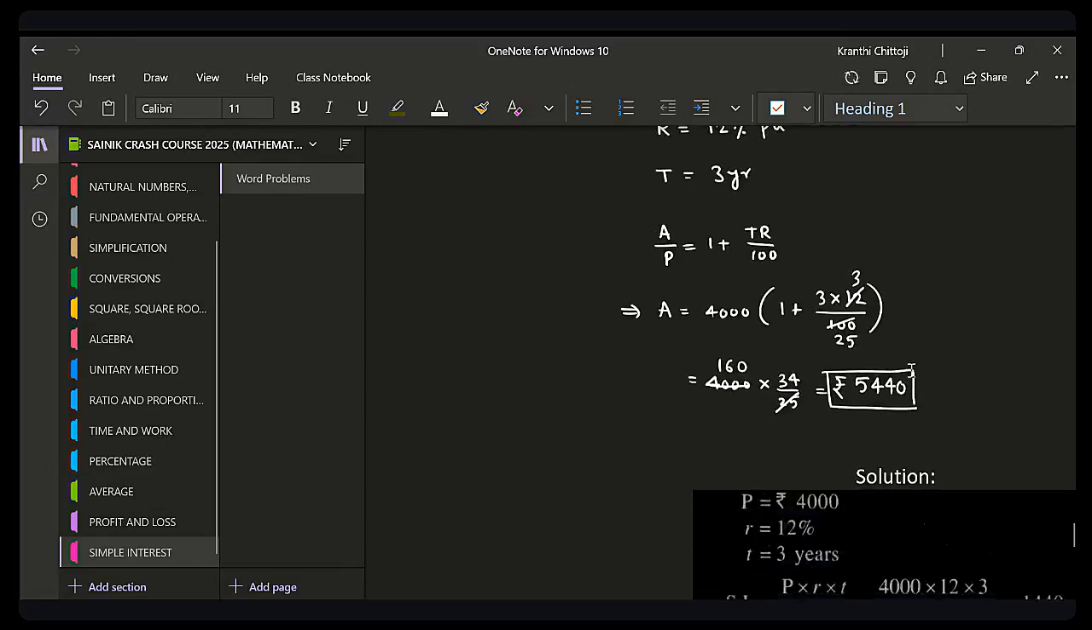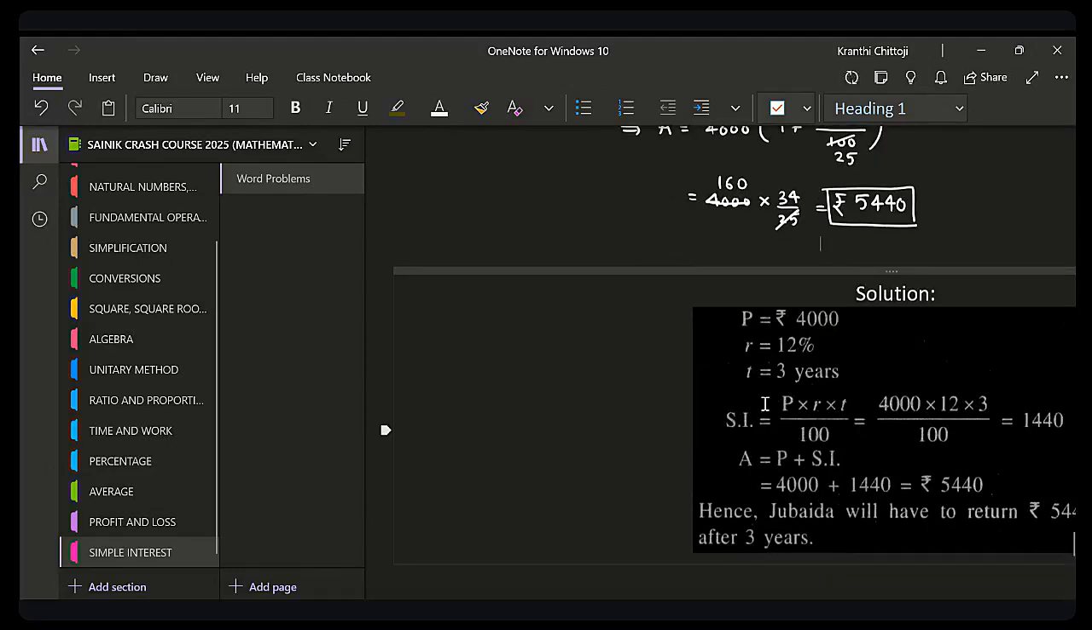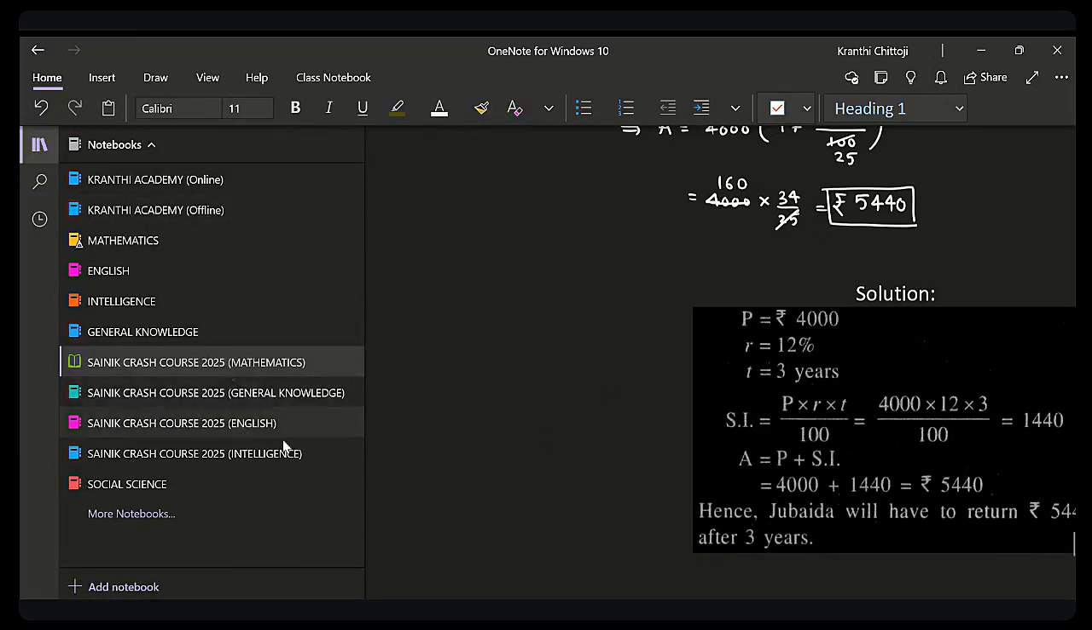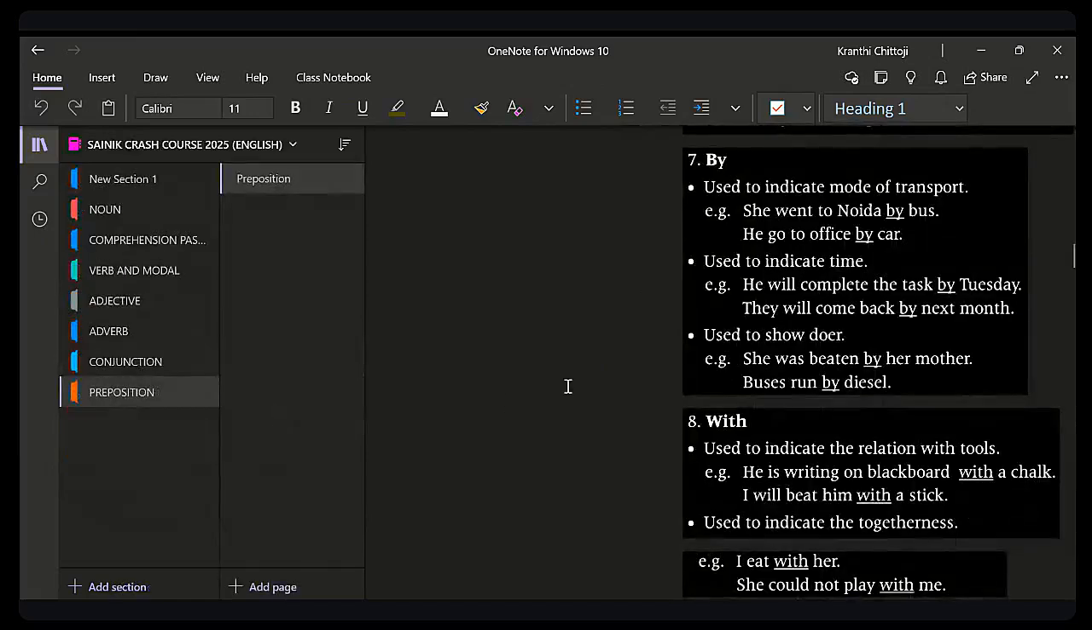So next class in maths, we're going to start the next chapter. But as of now, we can start. Today is Wednesday, so English. Last class we discussed, what's the last topic in English? Yes, preposition. We were discussing the topic, and the usage of with we have completed, and we'll continue from there.